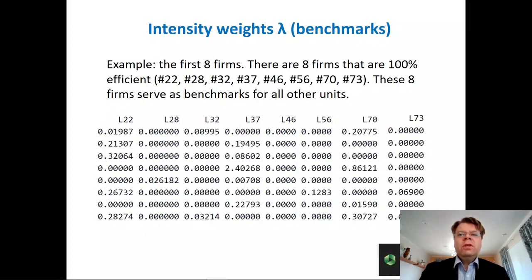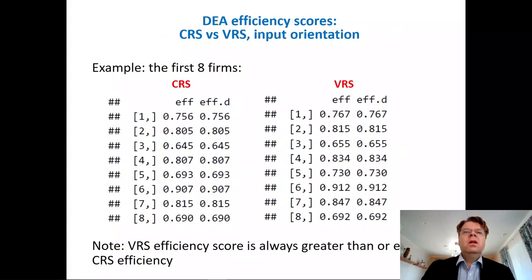So in the constant returns to scale case, we have that the weights do not have to sum to one, but there is also the alternative variable returns to scale specification. And for comparison, I have also calculated the efficiency scores using the variable returns to scale specification. And here is the comparison for the first 8 units. So the variable returns to scale is abbreviated as VRS, and constant returns to scale was CRS.